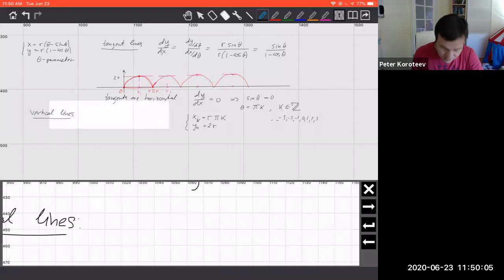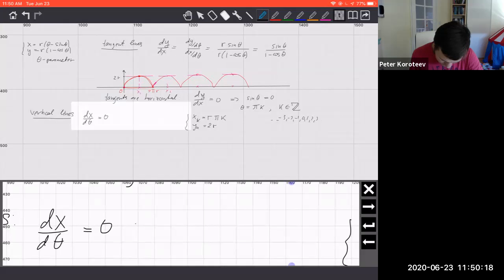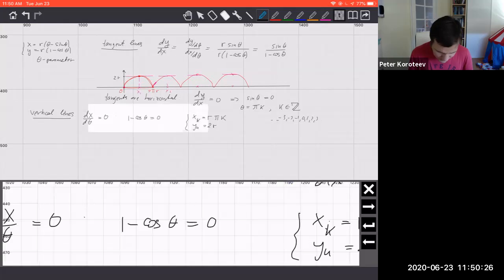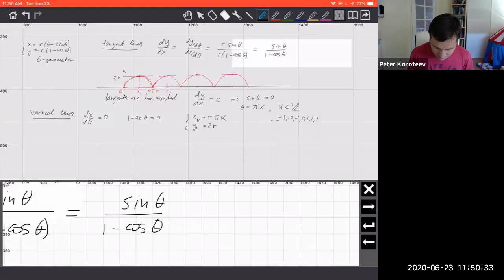Here it's a bit more tricky because the derivative dx over d theta equal to 0 means that 1 minus cosine theta is equal to 0. So cosine theta equals 1. But cosine theta equals 1 at the same time when sine theta is equal to 0. So as theta approaches 0 or 2 pi or 4 pi, we have an indeterminate expression. So we need to use L'Hopital's rule.